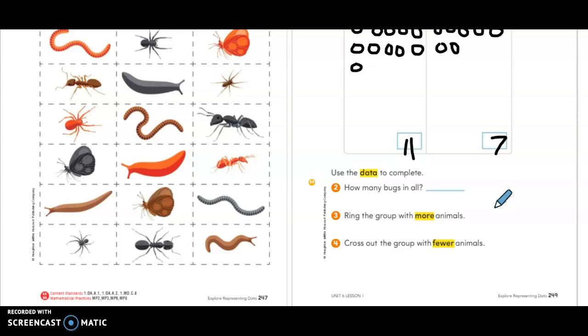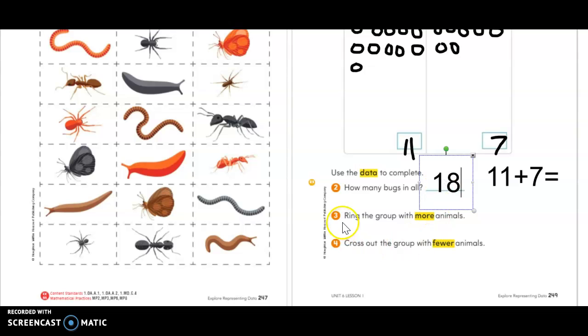Okay, I guess that we could count each individual card to find how many bugs there are in all over here. Or we could take these two numbers and add them together. Okay, so we have the bugs with legs and the bugs without legs. We could add them together. That equation would look like 11 plus 7 equals, see if you can figure that out. That answer is going to go right here. 18. That's right. Good job.